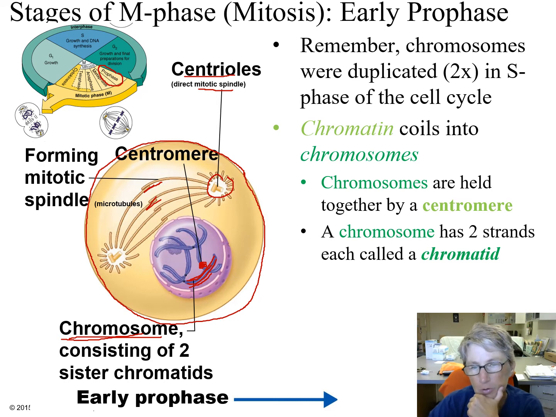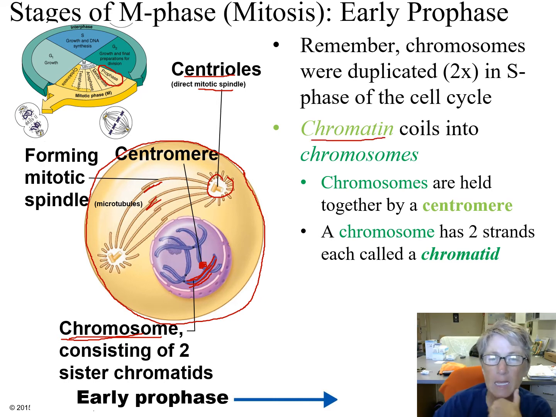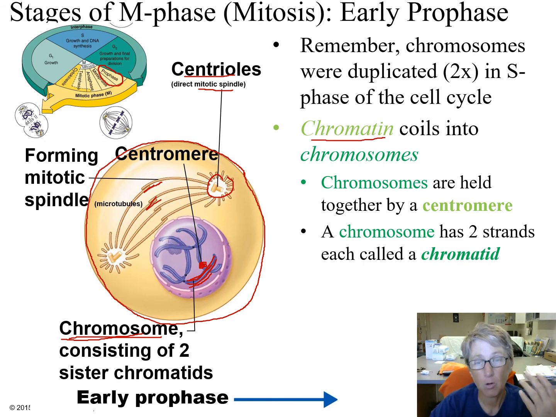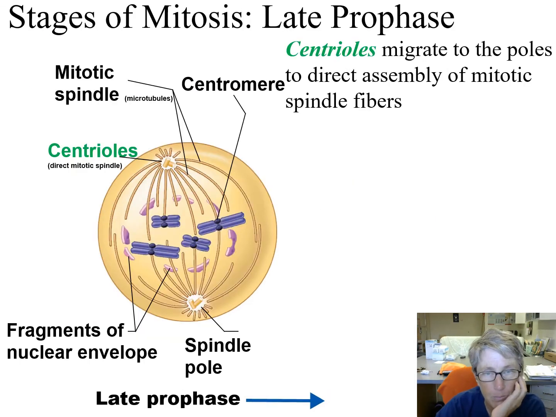Now we talked about how this chromatin will coil into chromosomes in early prophase. Chromosomes are held together by a centromere, and a chromosome has two strands on it, each called a chromatid, or you could call them sister chromatids. It's the same thing. Okay, this is late prophase. So look, now you can see we still have our centrioles that are going to direct the mitotic spindle that will split the two cells apart.